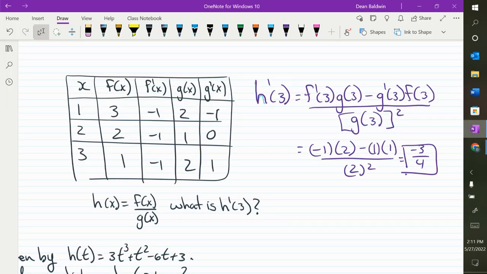All right, so h prime of 3 is the derivative of the top one, f prime of 3, times the bottom function, g of 3, minus the derivative of the bottom, which is g prime of 3, times the other thing, f of 3, over the bottom squared. Just pull all those numbers out of here. Negative 3 over 4.